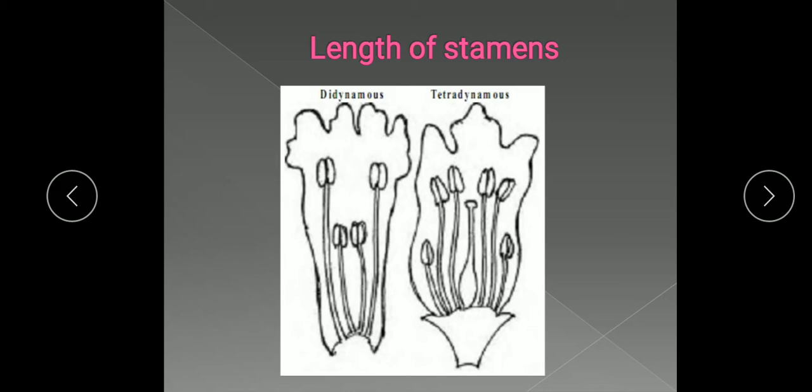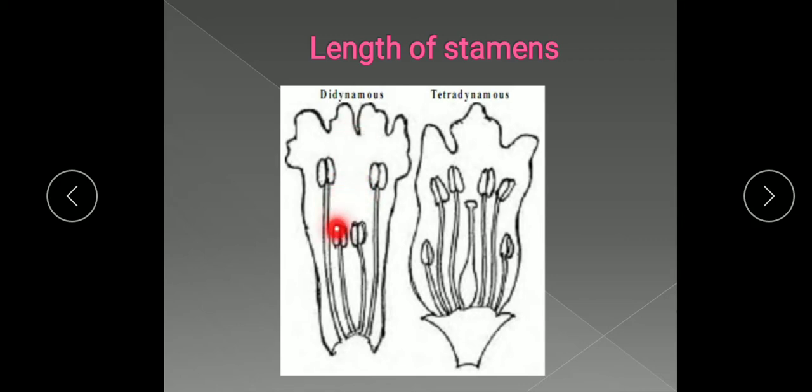All stamens in a flower may be of the same length, or they are of different lengths, and the latter conditions may be two. The two conditions we will study here are the didynamous condition and the tetradynamous condition. So here, the didynamous condition we will see. The first condition you will see, didynamous condition.